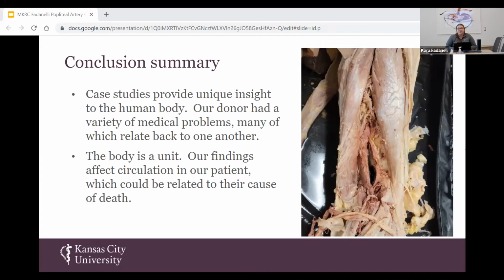Case studies do provide a really unique insight into the human body, and our donor had a variety of different medical problems, many of which we were able to relate back to one another. And as our first osteopathic tenet says, the body is a unit. So in the case of our donor, we can look at the listed cause of death, chronic hypoxemic respiratory failure, and connect it back to the major flow disruptions in the multiple arteries that would have prevented oxygen transport. Case studies allow us to explore what is left untouched and think about what we otherwise maybe would have overlooked. And therefore, they're an important part of research.